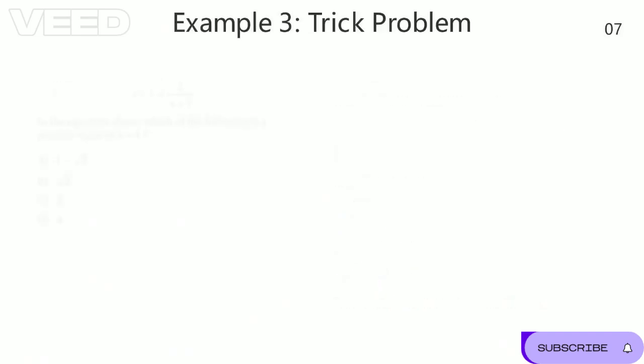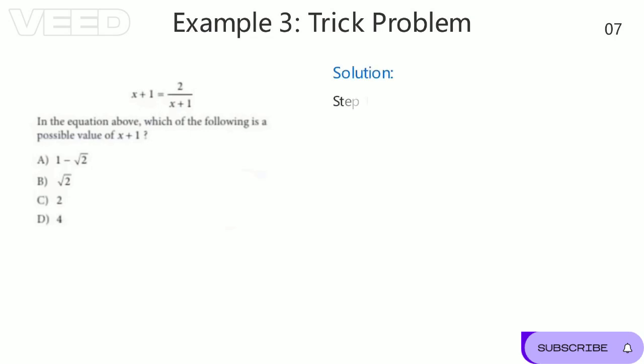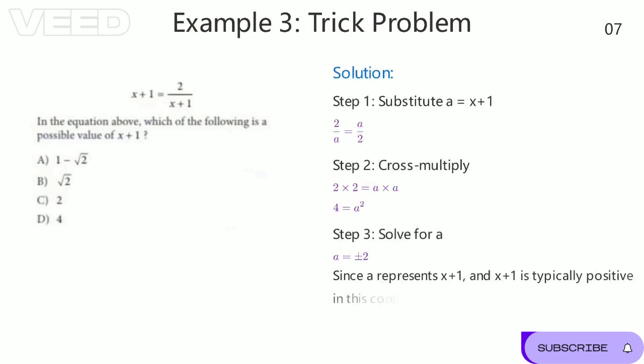Now, let's tackle a more challenging example. We have the equation 2 over x plus 1 equals x plus 1 over 2. We need to solve for x plus 1. This is a bit tricky, but we can use a clever substitution to make it easier. Step 1. Let's call x plus 1 by a new variable, a. So a equals x plus 1. This transforms our equation to 2 over a equals a over 2.